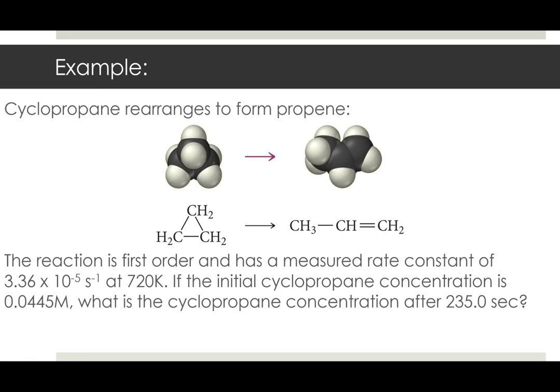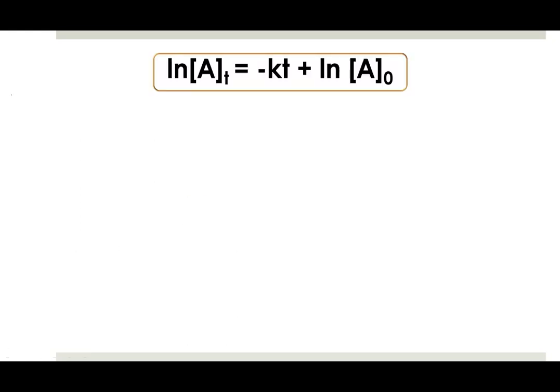All right, so the reaction is a first order reaction. That just tells us that we're going to use the formula that we've been talking about. It has a measured rate constant of 3.36 times 10 to the negative 5. If the initial concentration is 0.0445, what is the concentration after 235 seconds? So let's click forward here and start taking inventory of what we know and what we need to solve for. This problem looks very, very similar to the one that we just did.